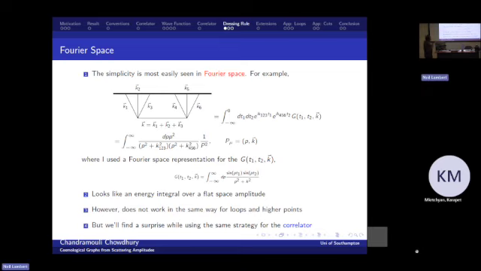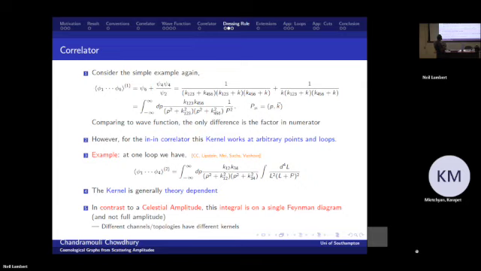But when we tried playing this trick for the NN correlator, we were surprised. Because it turns out this guy, the NN correlator, can also be written as an energy integral over the flat space exchange, except with a tiny difference in the numerator. But what we were even more surprised with is that this kind of function works for arbitrary points and loops.